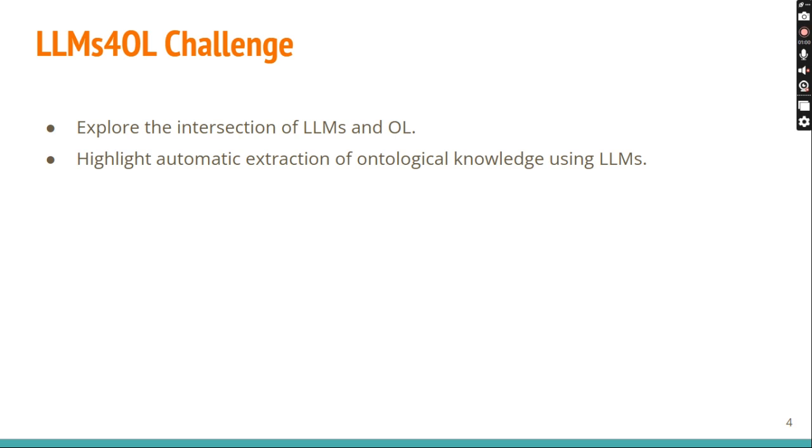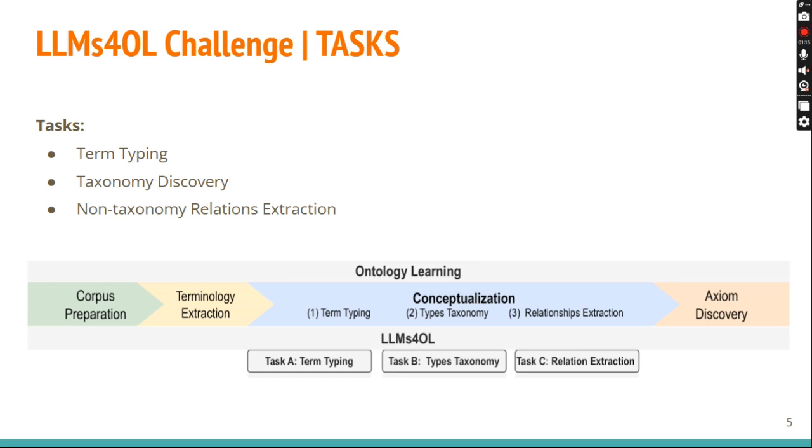Then, some of these problems were highlighted during the large language models for ontology learning challenge, which is a challenge that aims to explore the intersection of large language models and ontology learning. During that challenge, we had to handle three main tasks, which are term typing, taxonomy discovery, and non-taxonomy relation extraction.